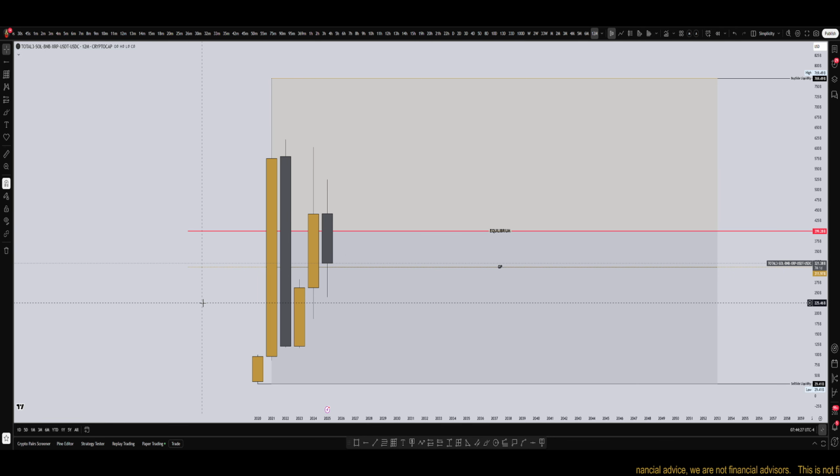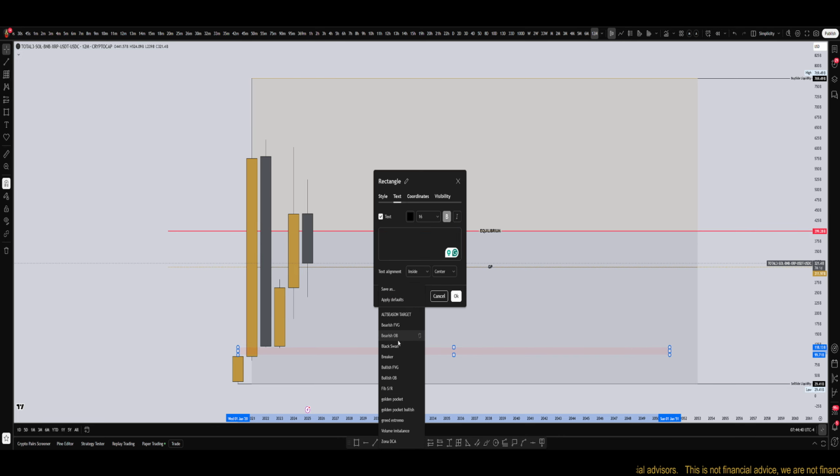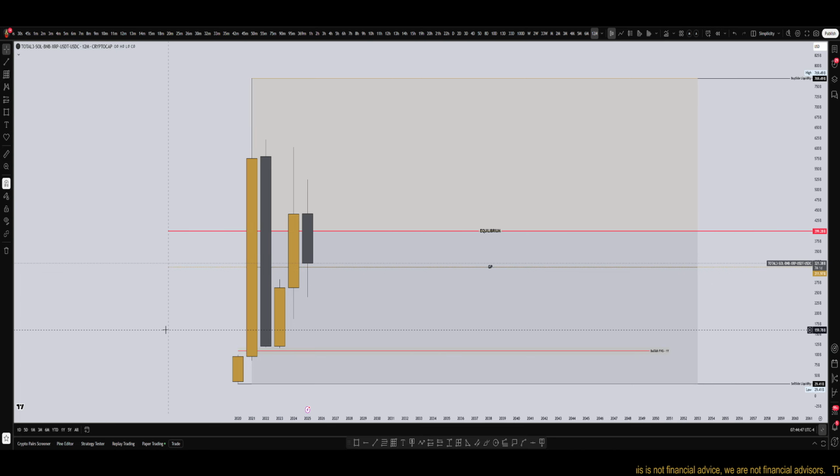Is there anything else that needs to be said here? Yes, there is, and it's actually a fair value gap here, the gap between these two candles. We've got this bullish fair value gap on the yearly, so we want to pay attention to that.